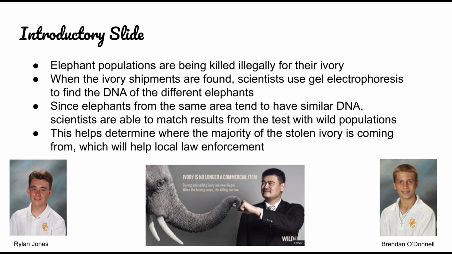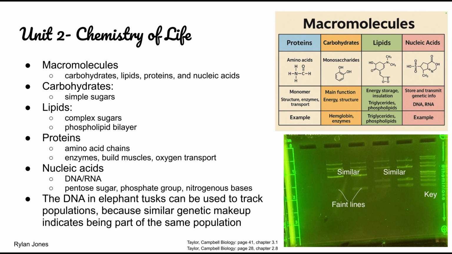Since elephants from the same area tend to have similar DNA fingerprints, scientists are able to match the results of these metaphorical footprints with similar ones from wild populations. This helps them build a map to determine where the hotspots of poaching are, which helps local law enforcement apprehend the people responsible. Now, speaking of DNA, we need to discuss the chemistry of life.